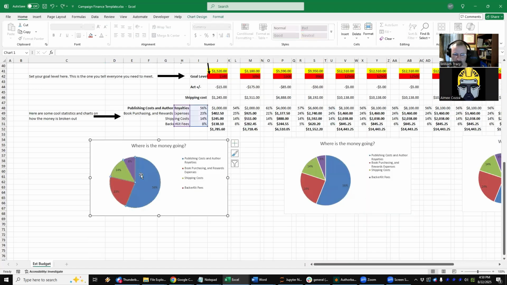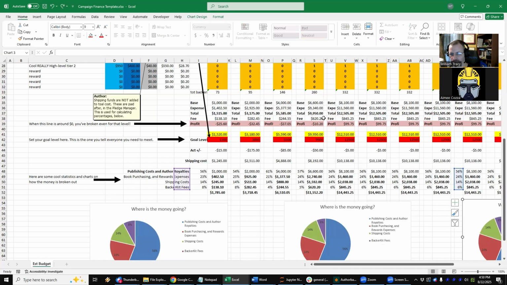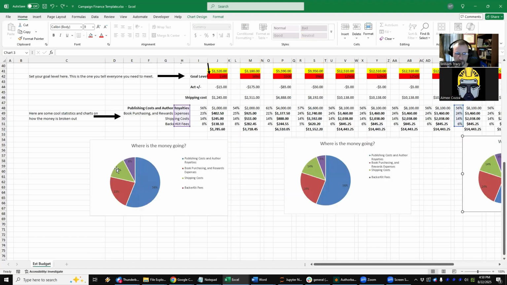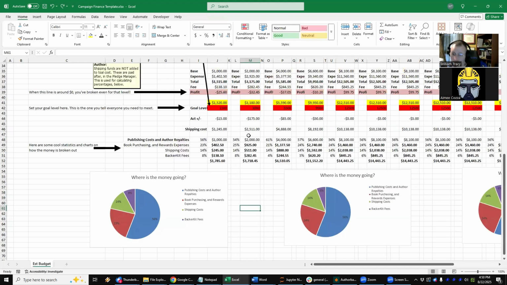These are a couple different graphs that I put together sort of at different places along the stretch goals. You can copy this chart exactly and stick it in your campaign page. This is where the money is going: production costs, book purchasing, shipping costs, BackerKit fees. Change as needed based on what you are producing. But this is a nice little easy breakdown to do, already set in there. That comes from this page.